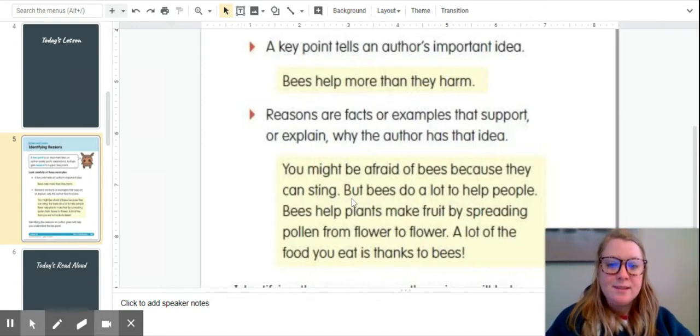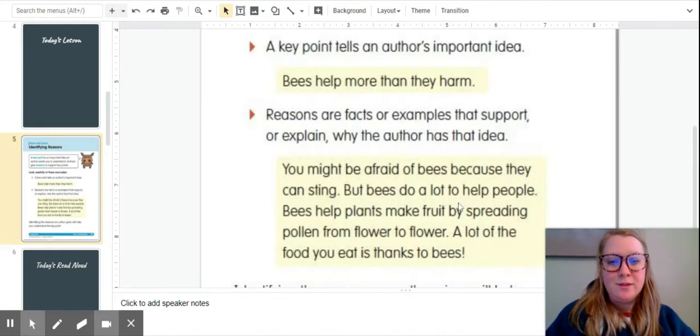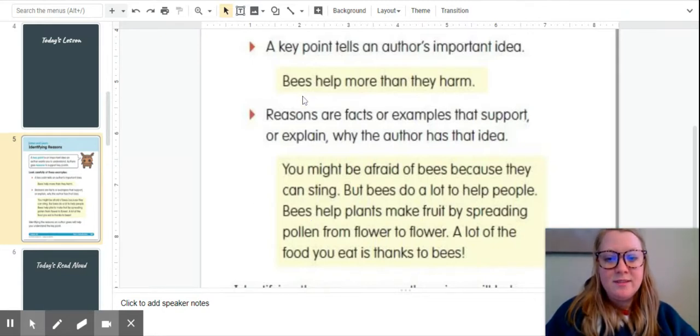Let's look at the second sentence. But bees do a lot to help people. Bees do a lot to help people. Does that show how bees help more than they harm? Yeah. The third sentence says bees help plants make fruit by spreading pollen from flower to flower. Does that talk about how they help? Is there a key word inside that sentence that helps tell you that this supports the key point? Yeah, the word help. It says bees help plants.